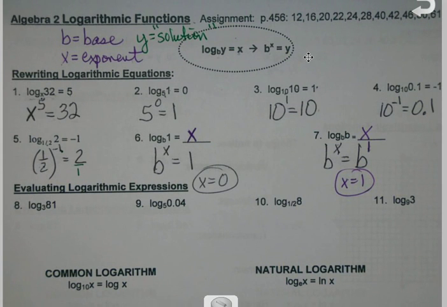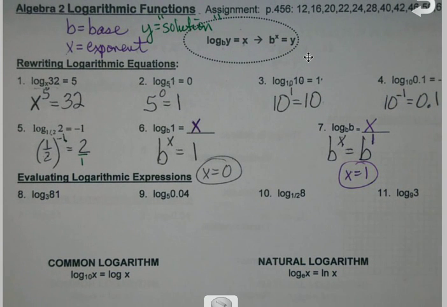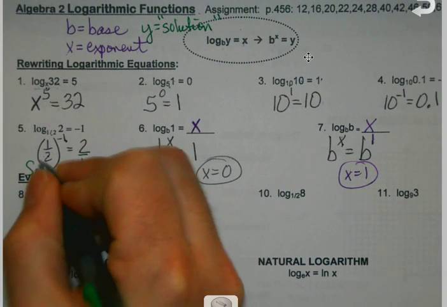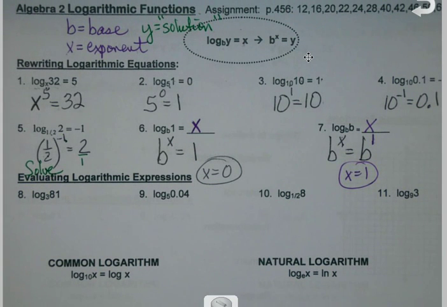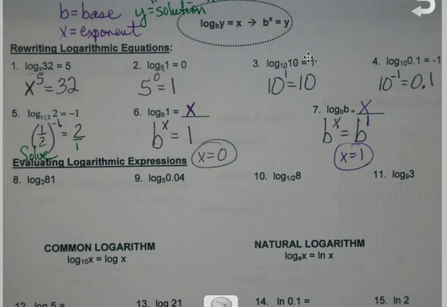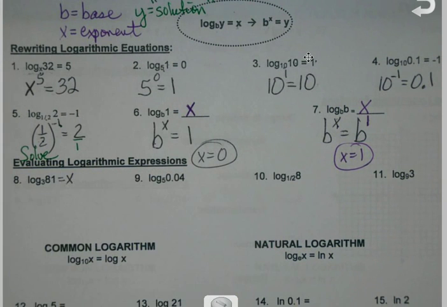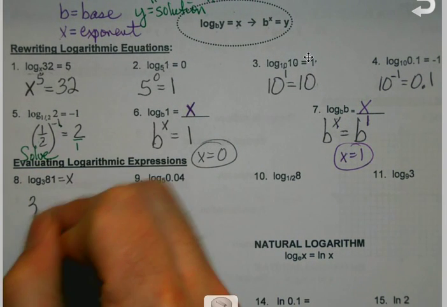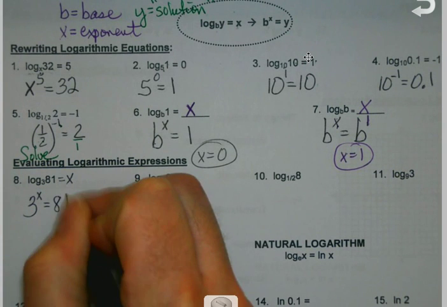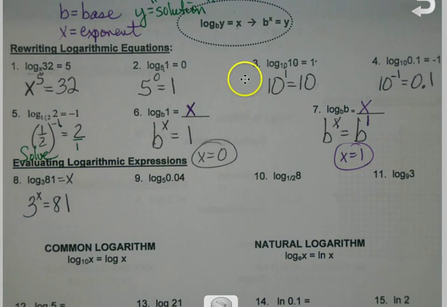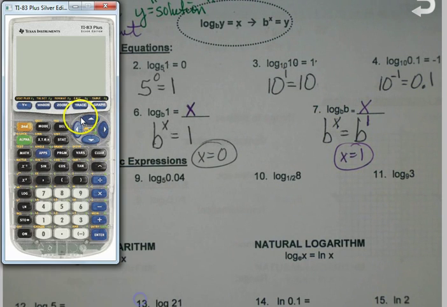Okay. Evaluating them. What's evaluate mean? Evaluate means solve. And no, unfortunately, I cannot just divide by 3. Here's what I got to figure out. There's some of these we might be able to, but for right now, here's how we're going to do it. Remember how we set up above, if there's nothing there, we kind of put an x over here. So here's basically what I'm asking when I do this: 3 to what power equals 81? And these will come out as nice values, so that's a good thing to know.